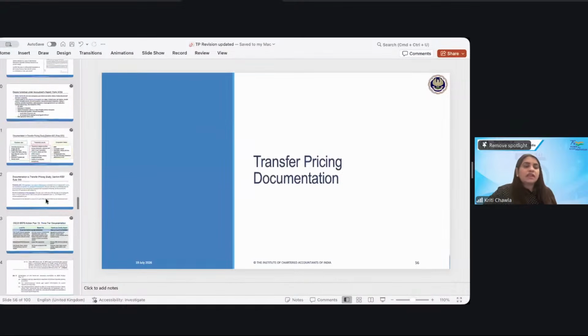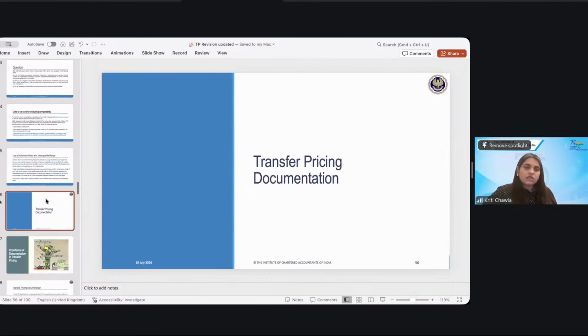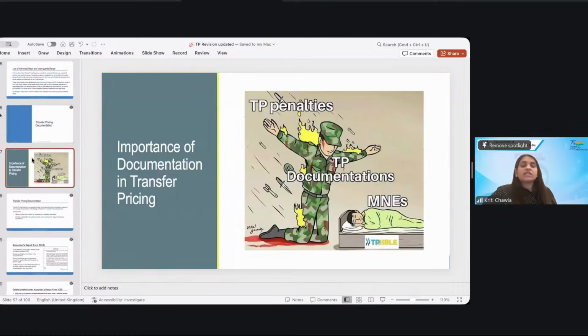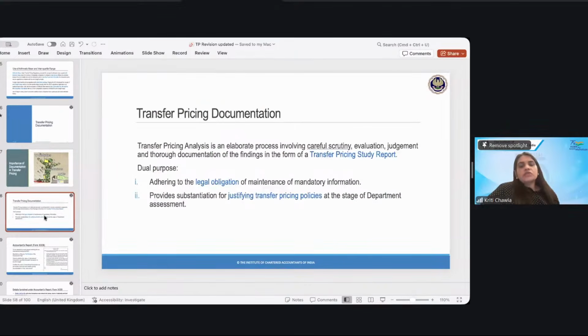The next topic that we have is transfer pricing documentation. Now, this is the importance of transfer pricing documentation. It basically helps the multinational companies stay away from transfer pricing penalties. So if you look at the transfer pricing analysis, it's basically an elaborate process. It includes scrutiny, evaluation, judgment, and thorough documentation in the form of a transfer pricing study.